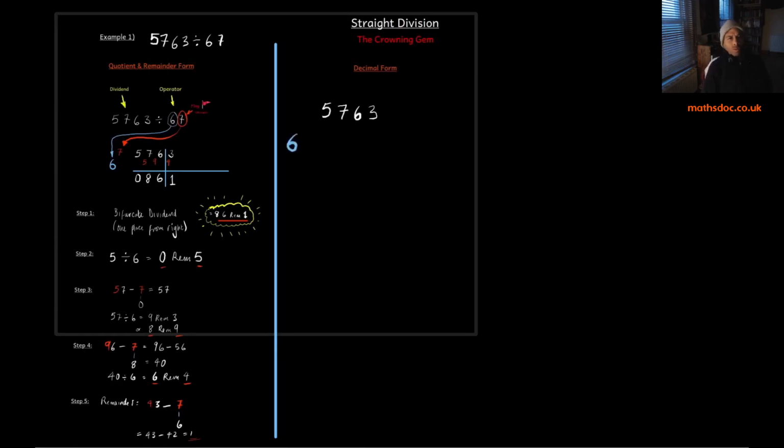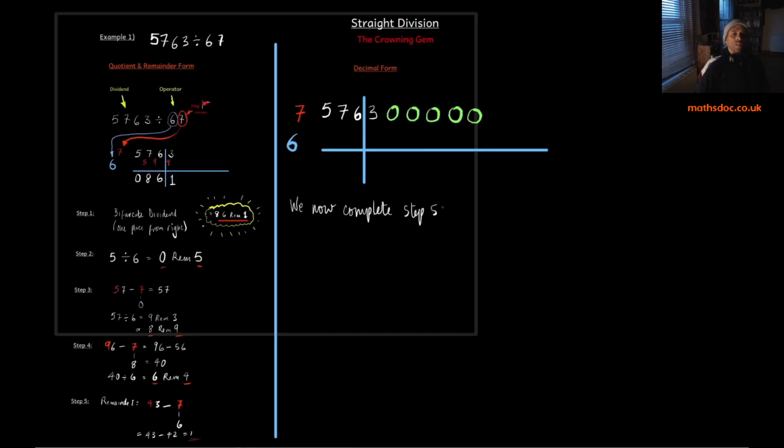So what are we doing now? We're just writing out the sum again, the answer box and all the other bits, and we're going to add some zeros on the end, because we're looking to work out the decimal form of this number. We're just putting some zeros on the end of the 3 there. We've got 5 zeros there. So we now complete step 5.